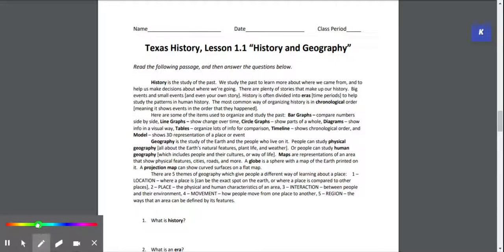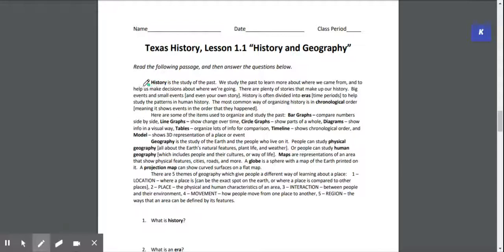Today's assignment is called Texas History Lesson 1.1 History and Geography of Texas. Before you start with this passage that I'm going to read to you, I need for you to get a pen or a pencil or a highlighter so that as I'm highlighting important information, you can also highlight or underline it. Okay, so get that because that will help you to answer the questions that follow.